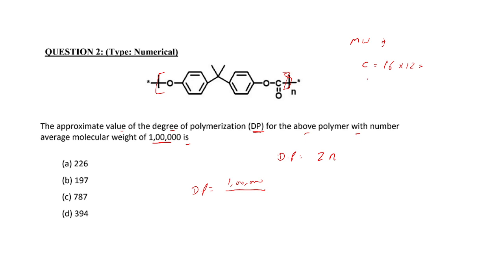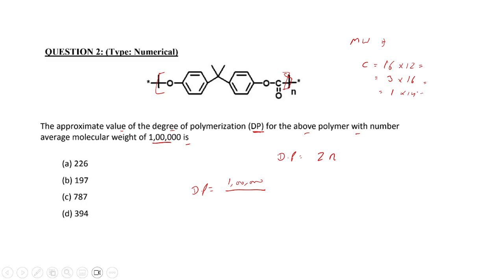Then oxygen. So how many oxygens are there? 3 oxygens. Okay, so it will be 16. Then hydrogen. So hydrogen will be 2 plus 2, 4. 4 plus 3 plus 3, 6. So 10. 10 plus 4. So 14 will be hydrogen.